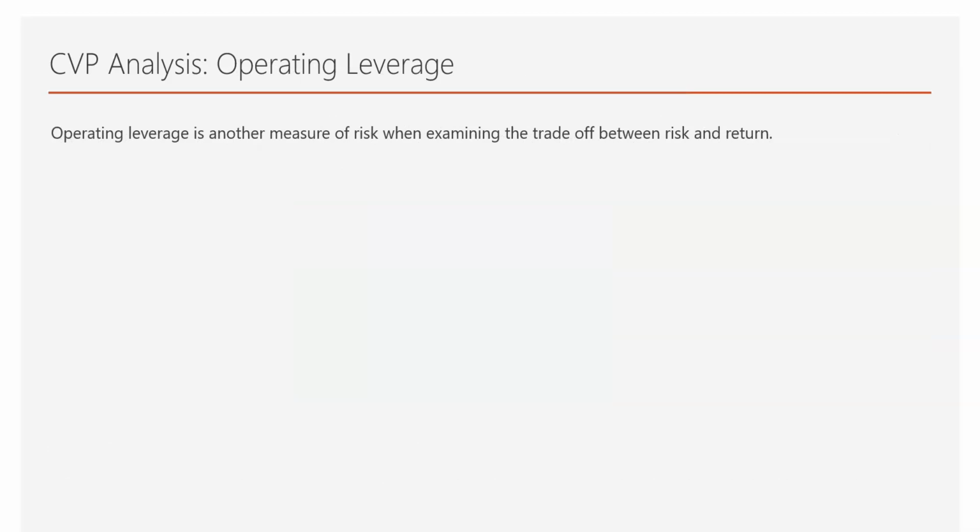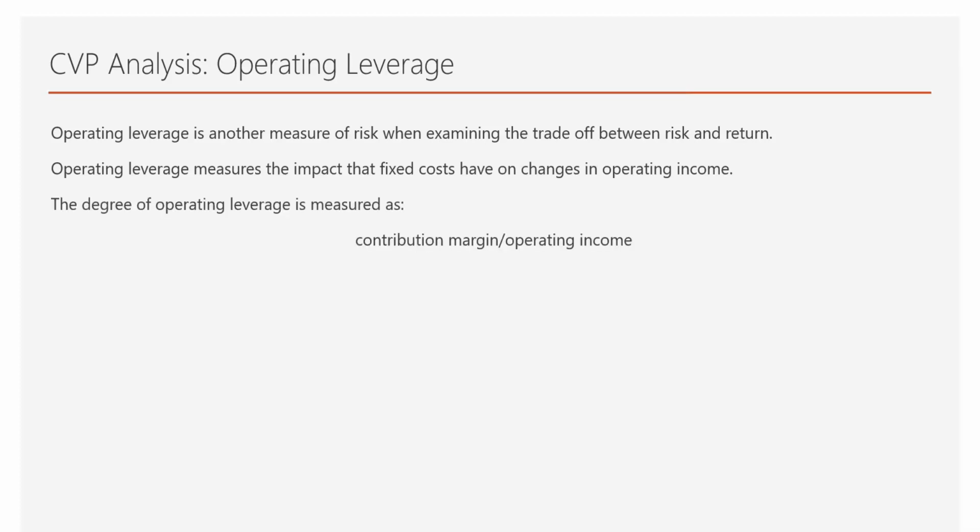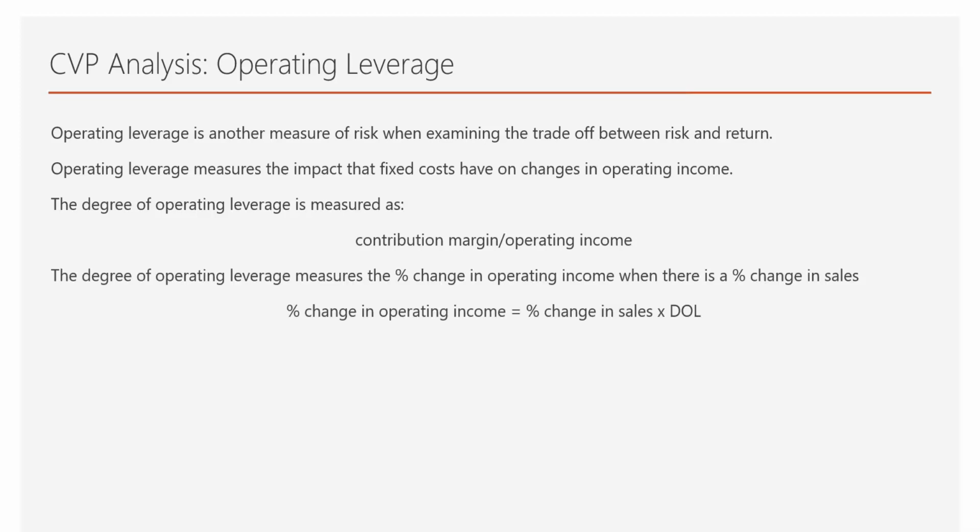Another way to measure risk is taking a look at operating leverage. And that's examining the trade-off between risk and return, risk and reward. Operating leverage measures the impact that fixed costs have on changes in operating income. So let's take a look at the degree of operating leverage as measured by taking our contribution margin divided by our operating income. So simply our total contribution margin divided by total operating income.